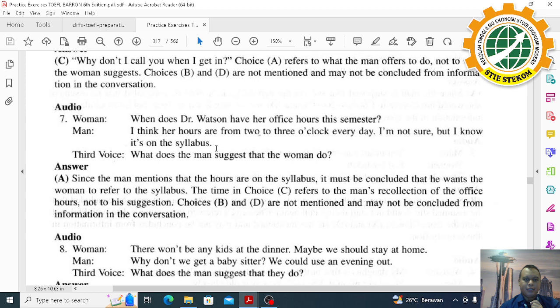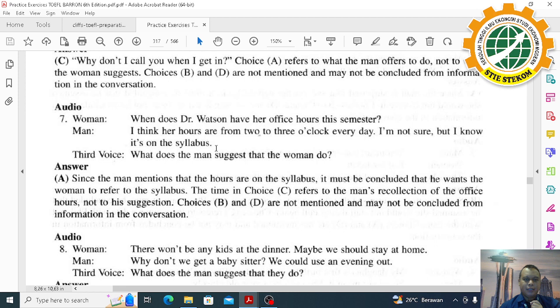Okay, and then number 8. "There won't be any kids at the dinner. Maybe we should stay at home." "Why don't we get a babysitter? We could use an evening out." What does the man suggest they do? "Why don't we get a babysitter?" Okay, so the most appropriate answer is the one with the babysitter. Of course, it's babysitter, yeah.